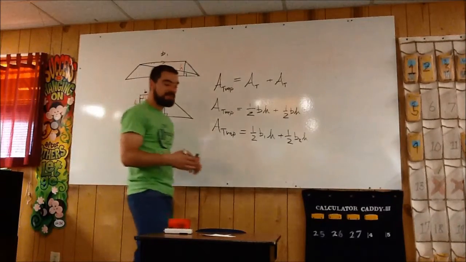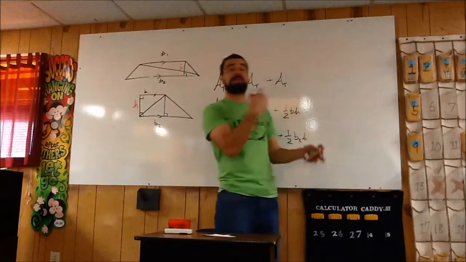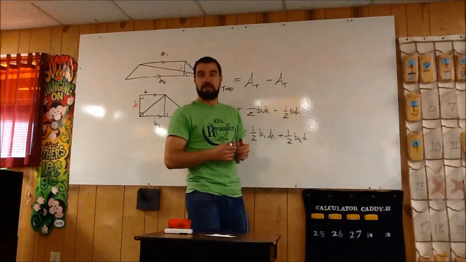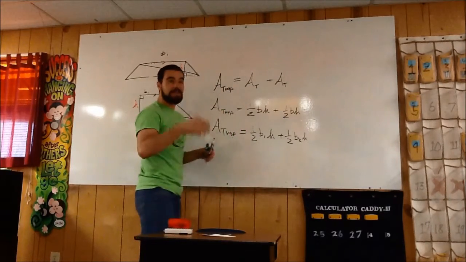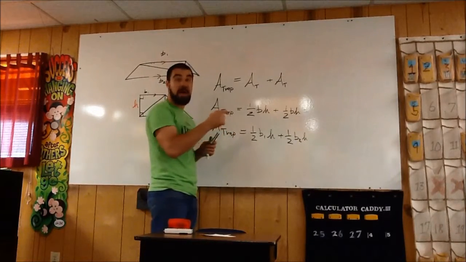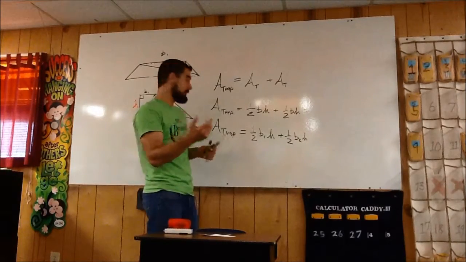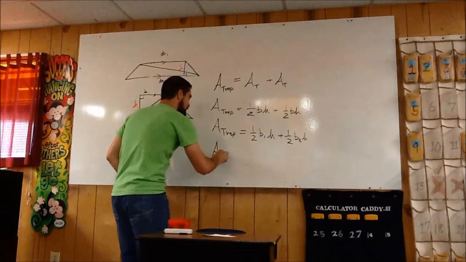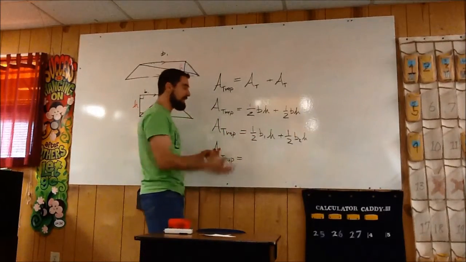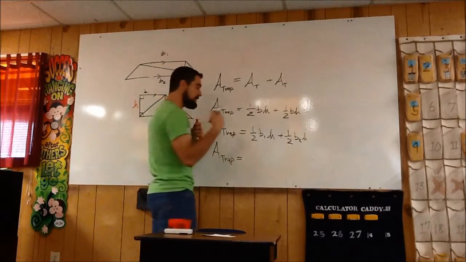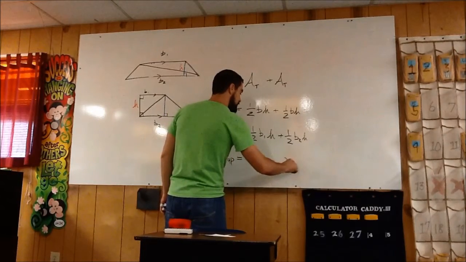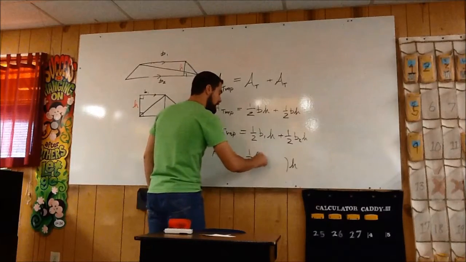In Algebra 1, you should have done something that was the opposite of distributing. Does anyone remember what you call that? Factoring, okay? You can factor out from two or more terms if they have a common factor. So if we look at these two terms, 1/2 B1H and 1/2 B2H, can we factor anything out that they have in common? H, what else? They also have 1/2.